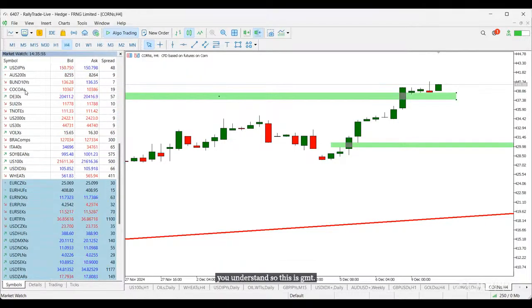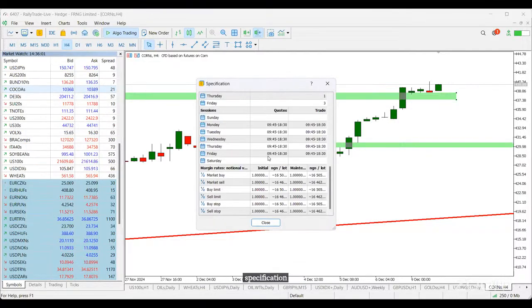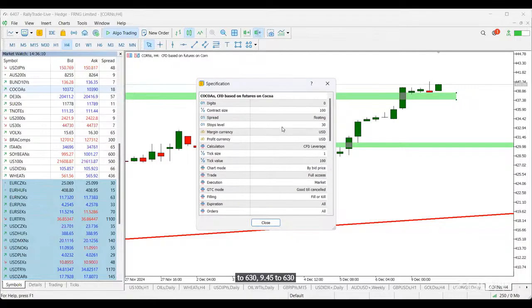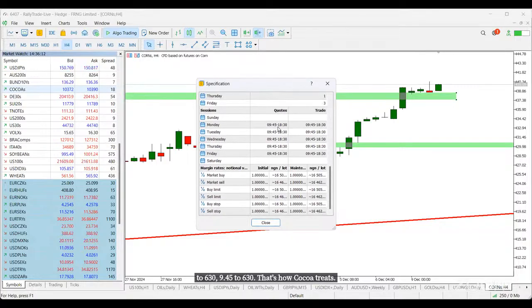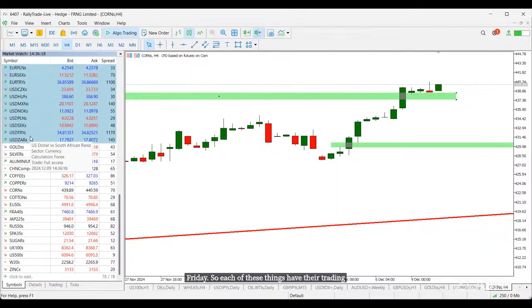So if you see, for instance, let's look at cocoa specification. Look at cocoa now. Cocoa opens 9:45 a.m. to 6:30. That's how cocoa trades, 9:45 to 6:30, every day from Monday to Friday. So each of these instruments has its trading time, and you need to be aware of it.